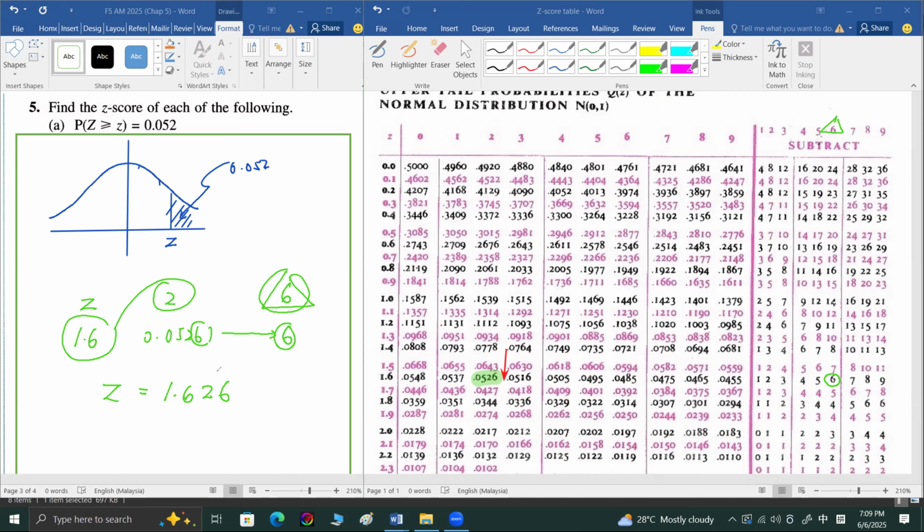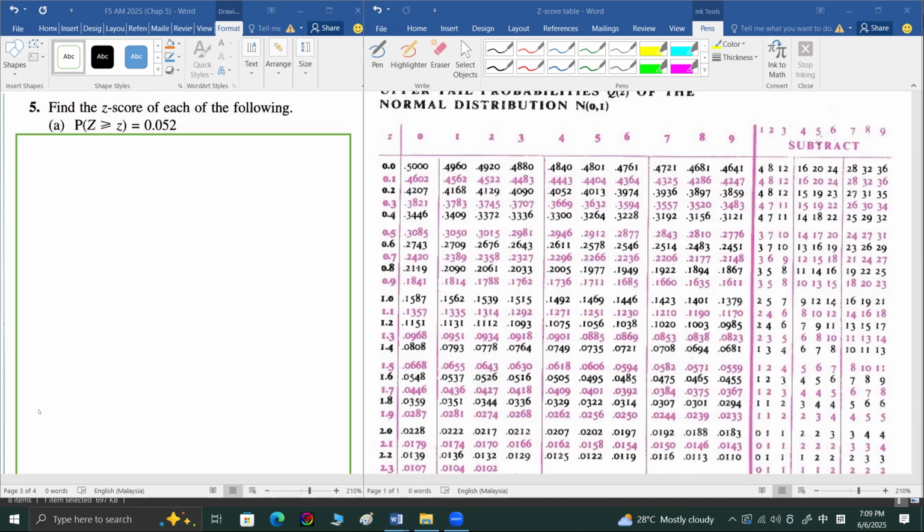Okay, so I explained to you using the table, then later I come back with the calculator, yeah? So for 5A, you write down the answer: Z is 1.626. I think it's okay. I go through everything for the table first. Later on, I go calculator, yeah? Okay, next. Now we go to B.